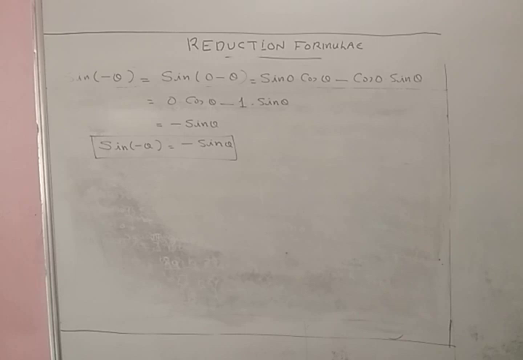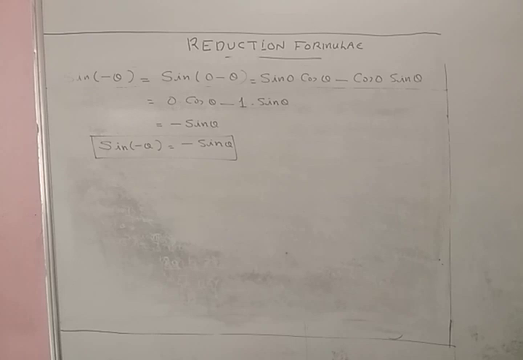Next, we study the reduction formulas. Minus theta is a related angle. The trigonometric function of minus theta is a reduction formula. Sin minus theta can be expressed as sin 0 minus theta, since 0 minus theta is minus theta. This is of the form sin a minus b. We know the formula: sin a minus b is sin a cos b minus cos a sin b. Here a is 0 and b is theta.